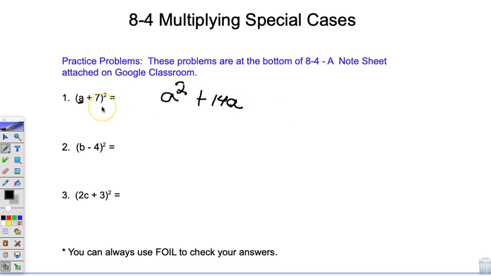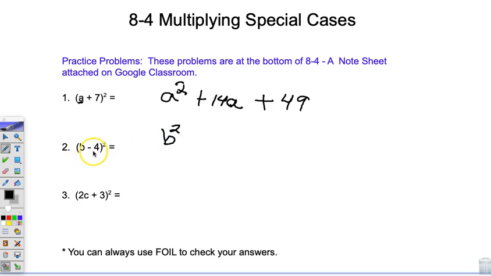The last step of the shortcut is to take 7, the last term, and square it. 7 squared is 49. And I'm finished. So my final answer, a squared plus 14a plus 49. Let's do one where we see a subtraction sign here. So for this problem, we're going to do b squared as our first step.